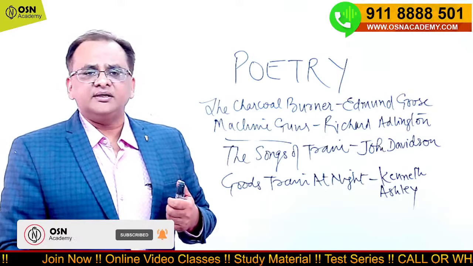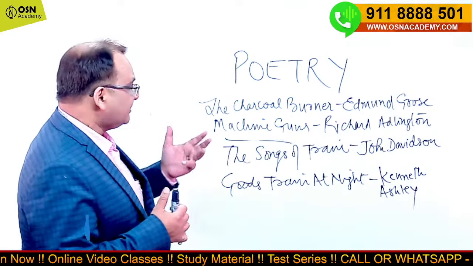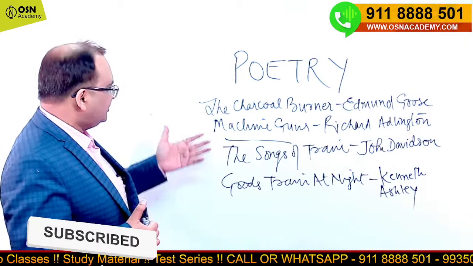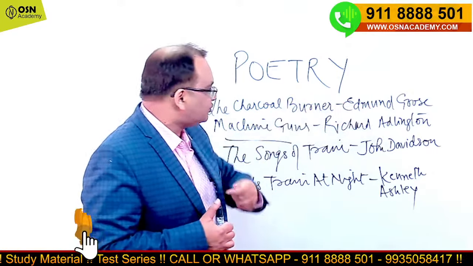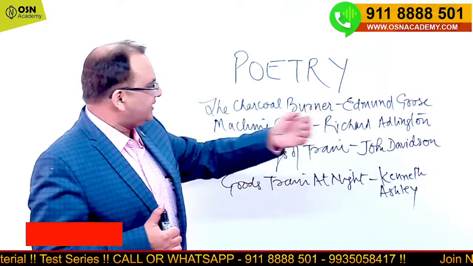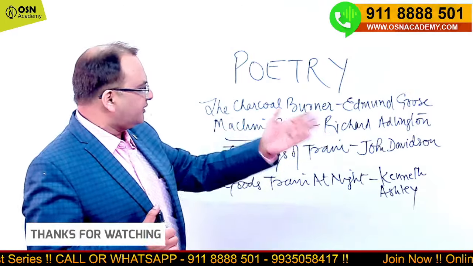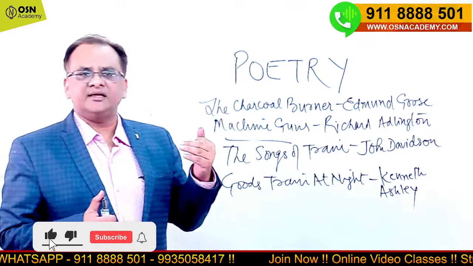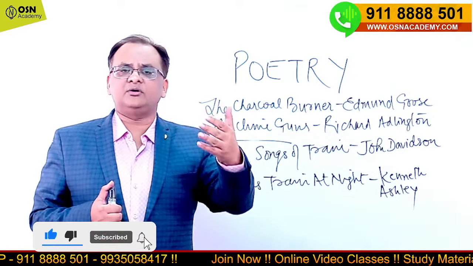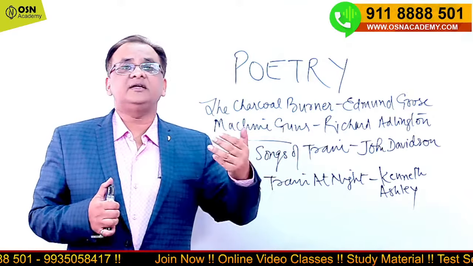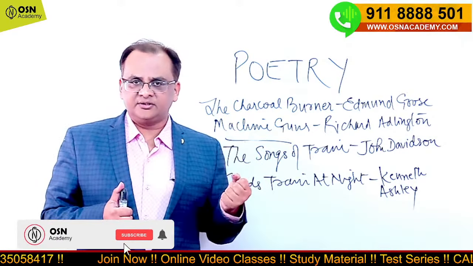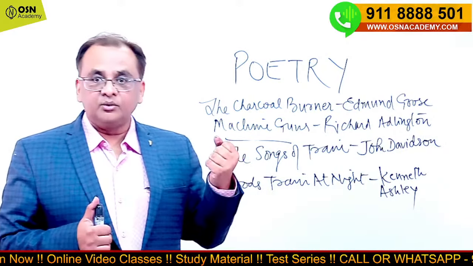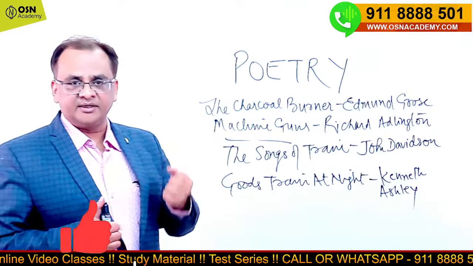Fine. So next हम लोग चलते हैं आगे. So these are the great important modern poets and the modern names. The Charcoal Burner by Edmund Gosse, Machine Guns by Richard Aldington, The Songs of Train by John Davidson, and The Goods Train at Night by Kenneth Ashley. इसके बाद एक और भी हैं, आपने नाम सुना होगा वॉल्टर डी ला मेयर. तो वॉल्टर डी ला मेयर ने एक पोएम लिखी थी लिसनर्स. So that is also a modern poem with a great name, that is Walter de la Mare.